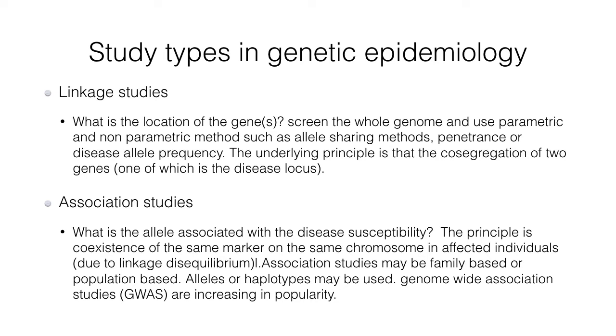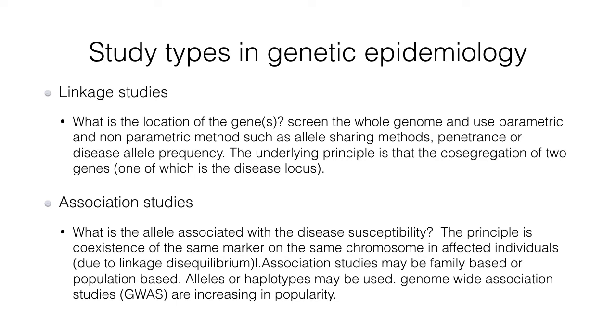And lastly, we put here association studies. Okay, so here we look into the alleles that are associated with disease susceptibility. The principle is coexistence of the same marker on the same chromosome in affected individuals. Association studies may be family-based or population-based, and alleles or haplotypes may be used. Genome-wide association studies are increasing in popularity. A lot of people are looking into association studies now.